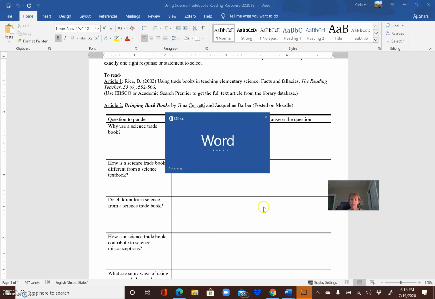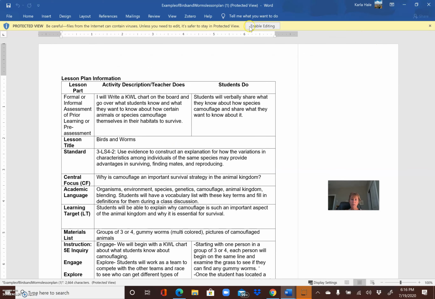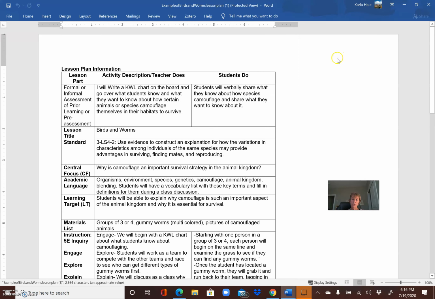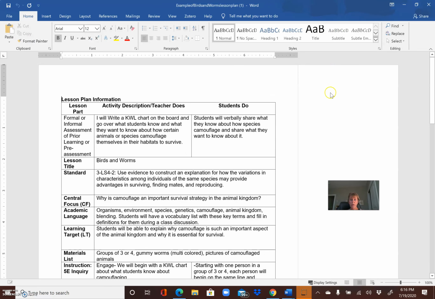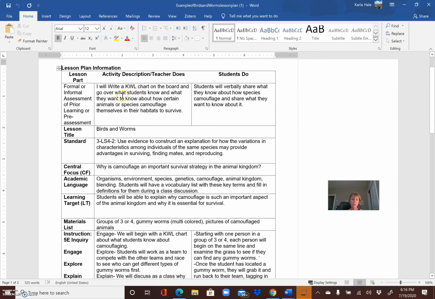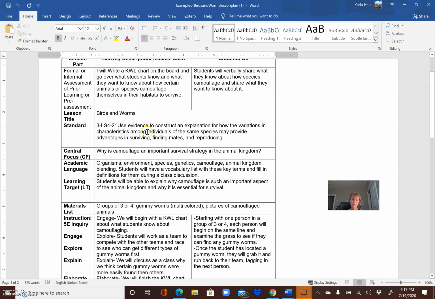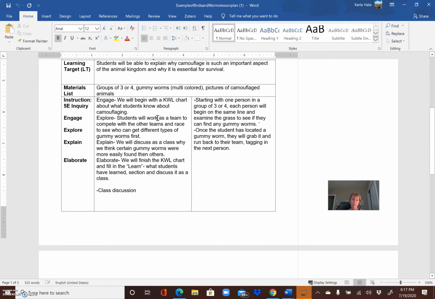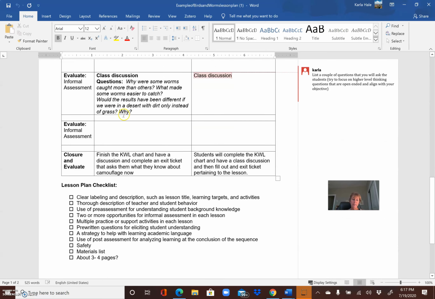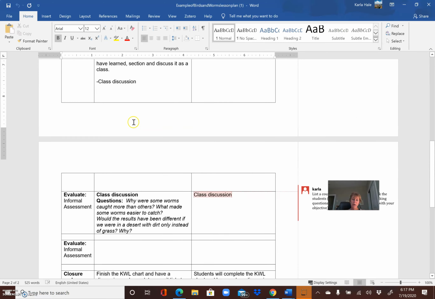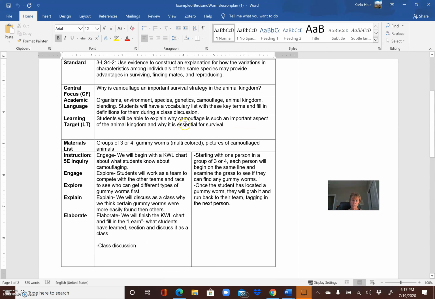So you can do this lesson by yourself individually, or you can pick a partner within your group, and I would say no more than 3 people. So this tells you how are you going to assess it? What are students going to do? What's the standard? You're all going to be using one of the 3 LS4 standards. It talks about the 5 E's, and then in here you have to discuss how you're going to use literacy.